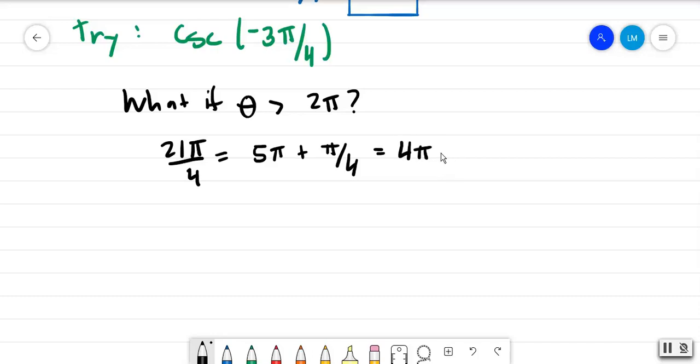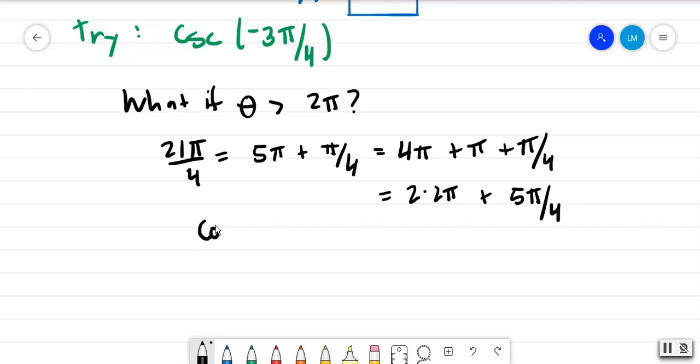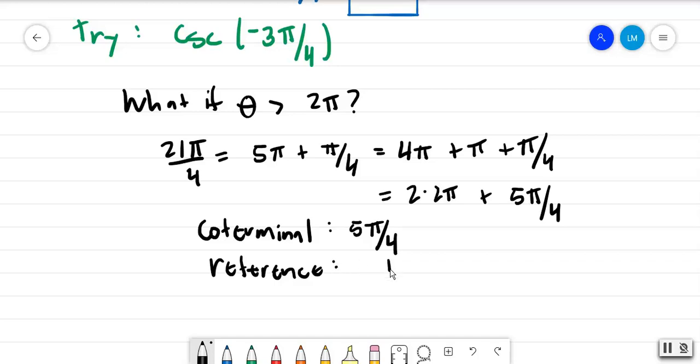So I have 4 pi plus pi over 4, which means that I have 2 times 2 pi plus 5 pi over 4. So what that means is that the coterminal angle for this is 5 pi over 4. But then the reference angle is pi over 4.